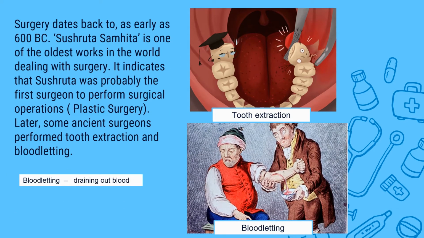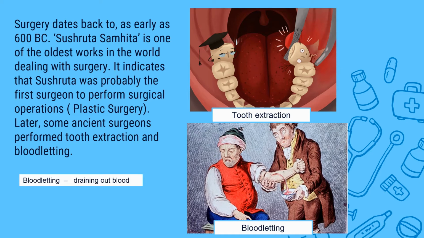Well, students, now let us begin with the chapter. Surgery dates back to as early as 600 BC. Sushruta Samhita is one of the oldest works in the world dealing with surgery. It indicates that Sushruta was probably the first surgeon to perform surgical operations, that is, plastic surgery. Later, some ancient surgeons performed tooth extraction and bloodletting.